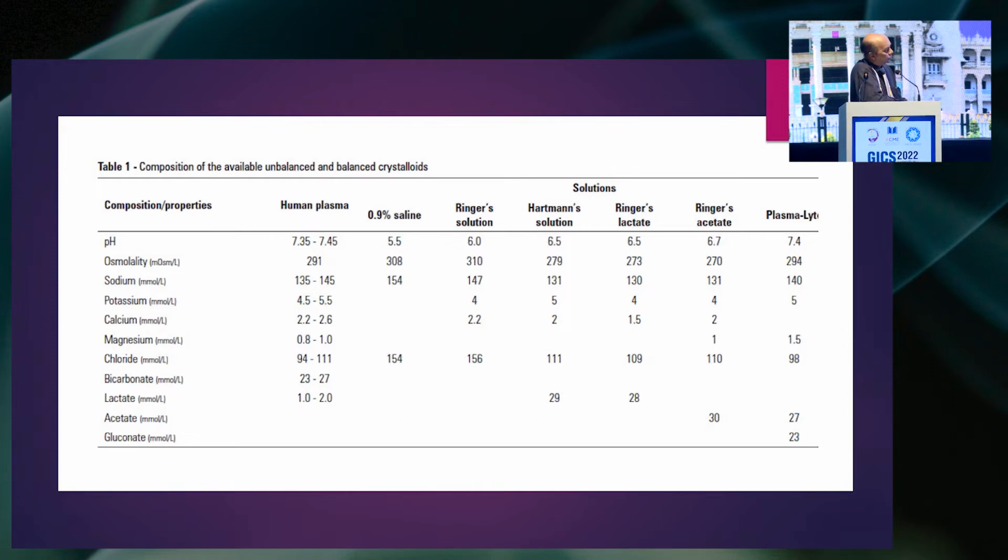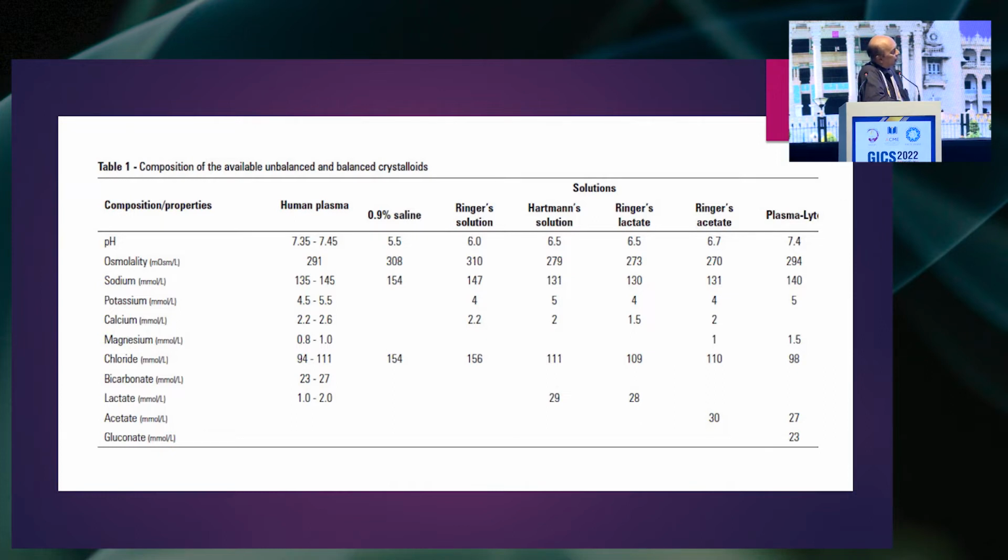There are some other brands too, and you see that normal saline is not at all anything normal. It does not have anything normal about it. Its pH is 5.5, very acidotic. Osmolality is 308, on the higher side. Sodium is 154, much higher than body sodium level. It does not contain potassium, and the chloride is also much higher.